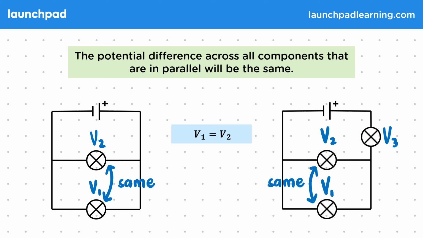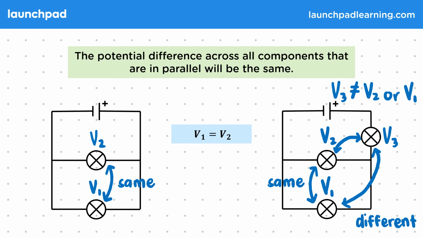If we have parallel branches in the circuit, does that mean that this is also equal to V1 and V2? No, because this lamp is not in parallel with the other two. Its branch doesn't run alongside these, and we can form a path that passes through this and one of the other lamps. That means the third lamp must have a different potential difference to the two parallel ones. In other words, V3 does not equal V1 or V2.